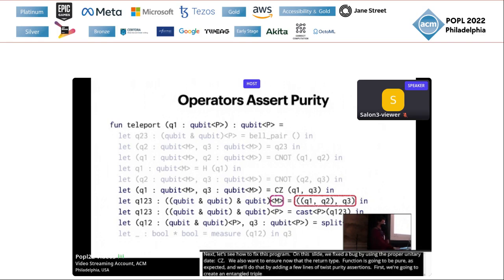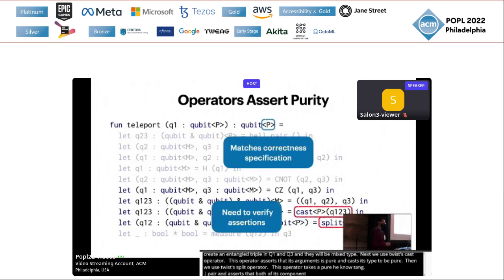Next, we use Twist's cast operator. This operator asserts that its argument is pure and casts its type to be pure. Then we use Twist's split operator. This operator takes a pure entangled pair and asserts that both of its components are pure. The result is that the return type of the function is going to be pure as expected, matching the specification.